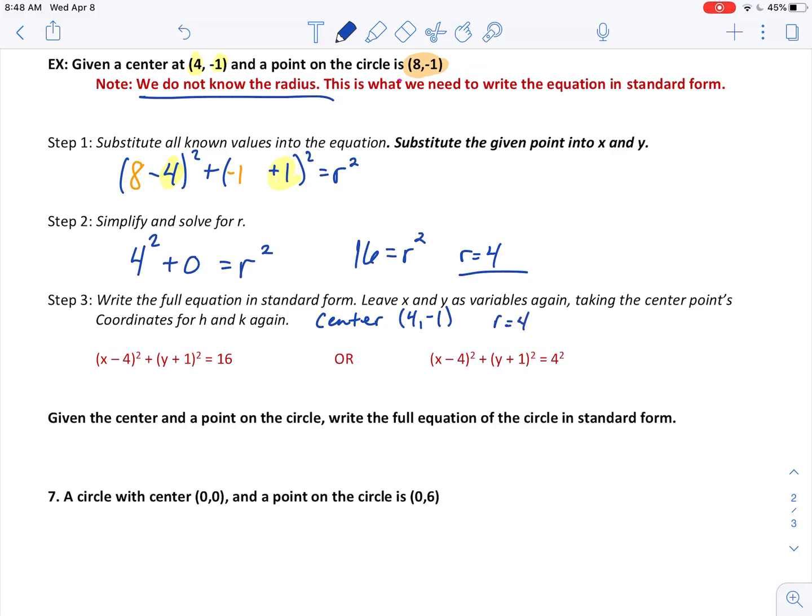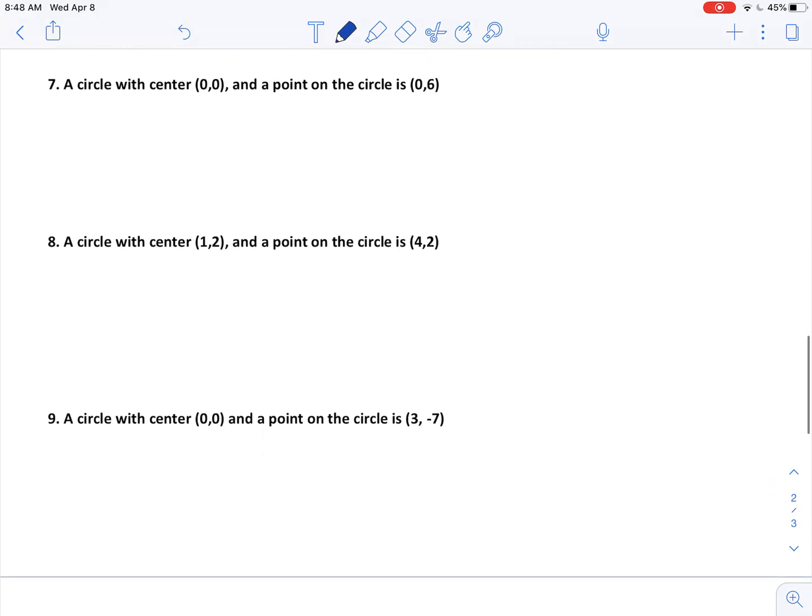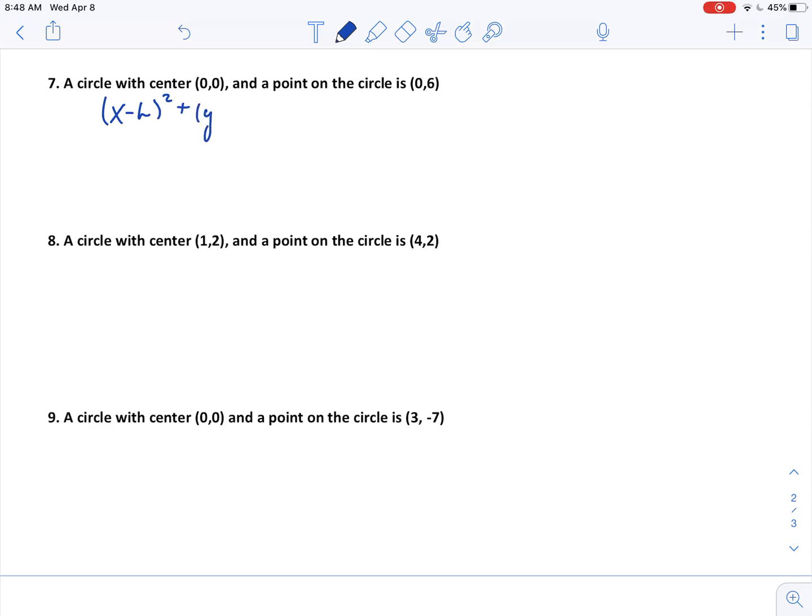So now we're going to just look at our center, which is 4, -1, and radius is 4. So again, change the signs and make sure that you've got r squared. All right, let's do one more here.